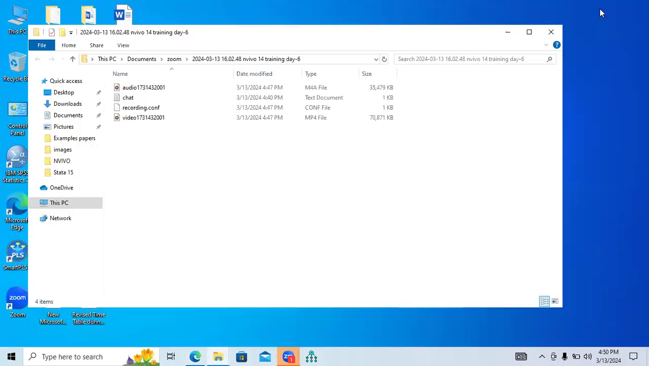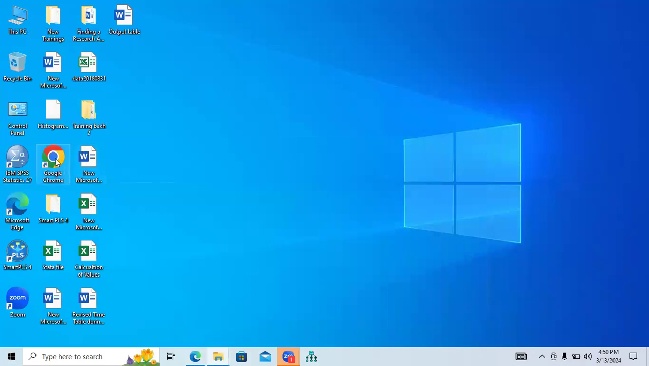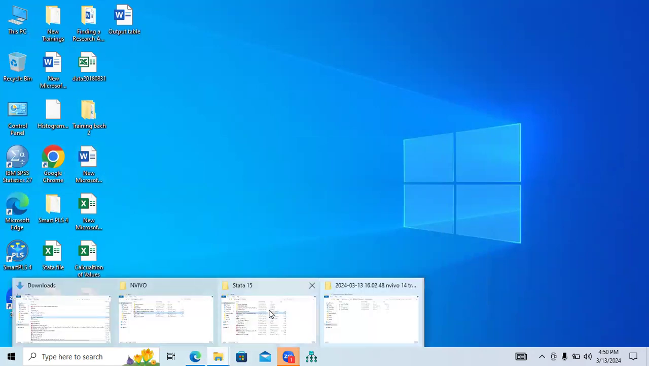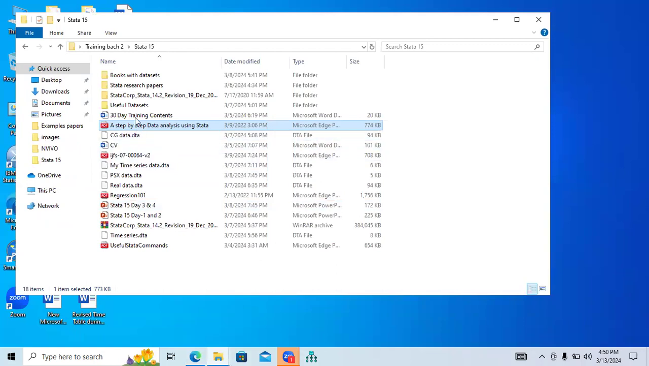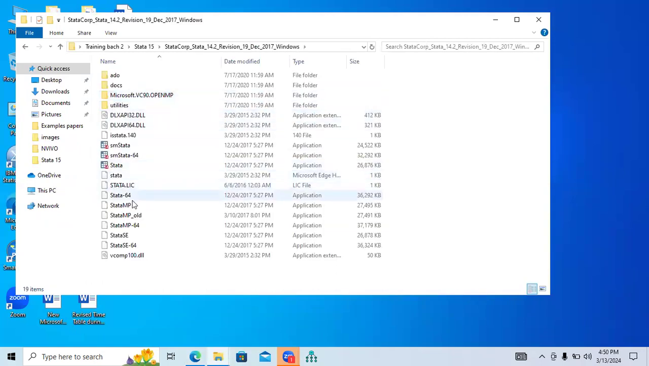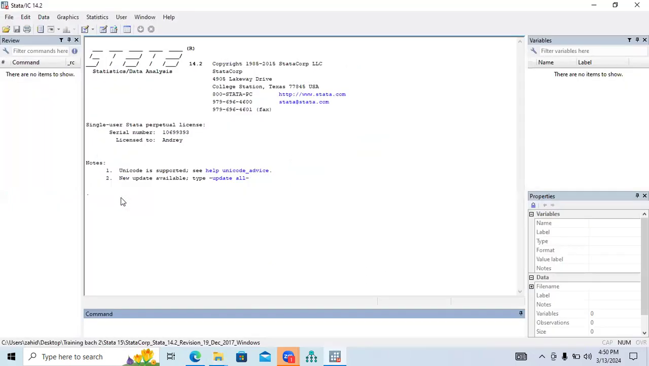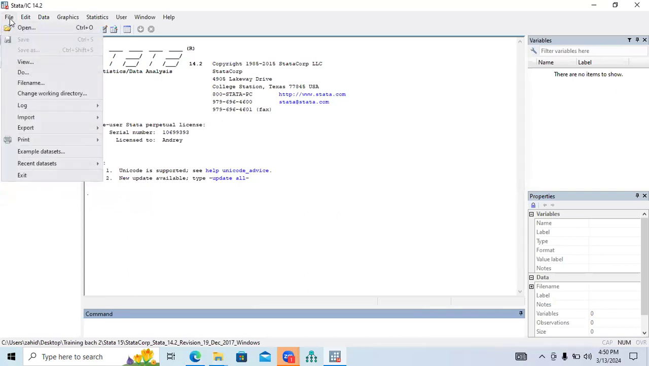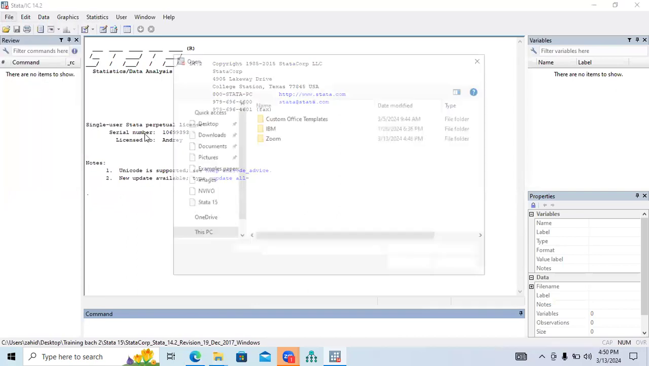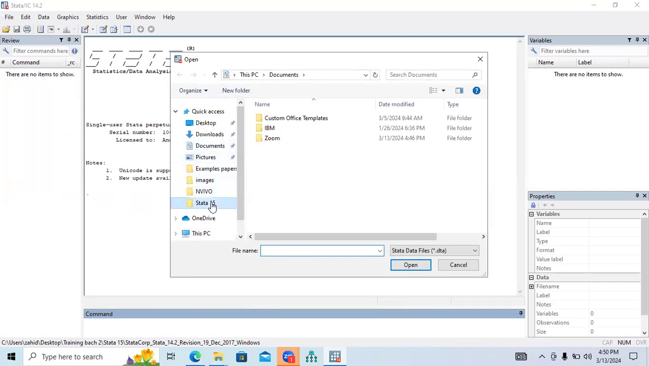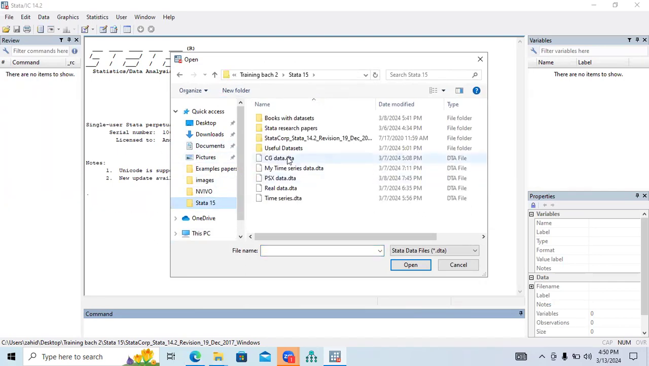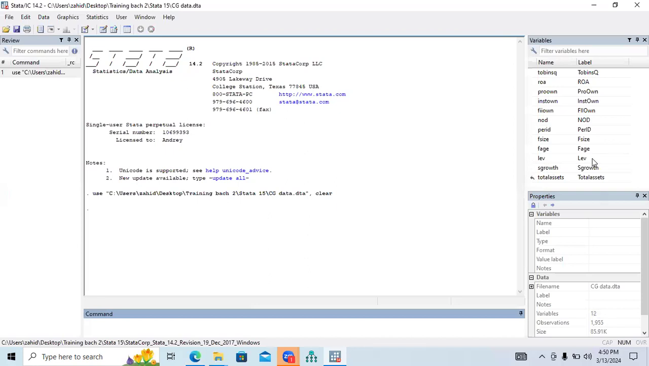So let's check for linearity of our different variables. I shared some data yesterday, and I am going to use the same data for testing this relationship. I'm going to open the Stata program, Stata 64, the version that we are currently using. Now I'm going to use the same file that I used yesterday for our analysis, the CG data.dta. You may have this data set with you.